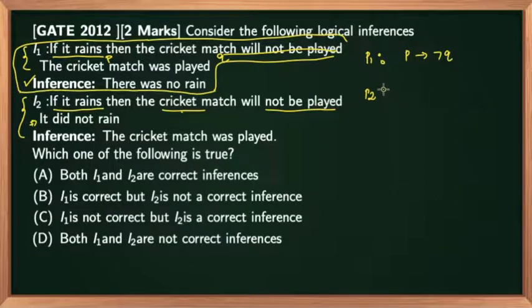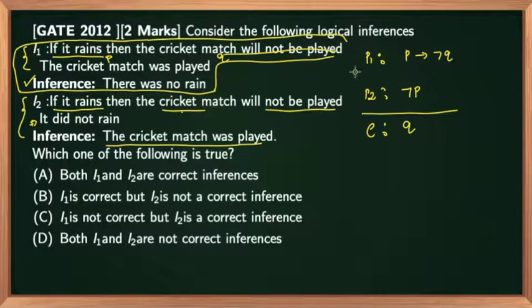That means we have P meaning it rains, so it did not rain means not P. Okay, and we have a conclusion. So what is the conclusion, or the inference? The cricket match was played. The cricket match will be played is Q, right? So the conclusion is Q. You can even think logically and find out the correct answer, but I am just following a procedure so that you can do this blindly.